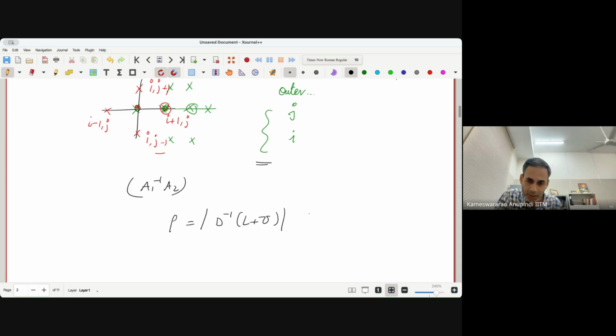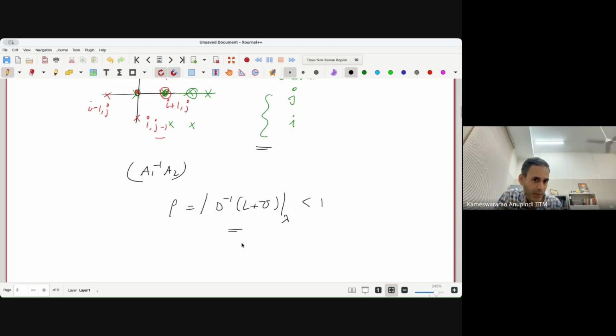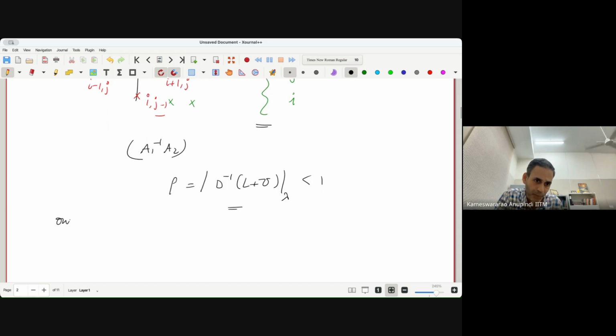So this spectral radius should be less than 1, that means the eigenvalues of this matrix should be less than 1. Only then does the point Jacobi method converge. We call it point Jacobi because we are essentially doing it point by point, grid point by grid point.